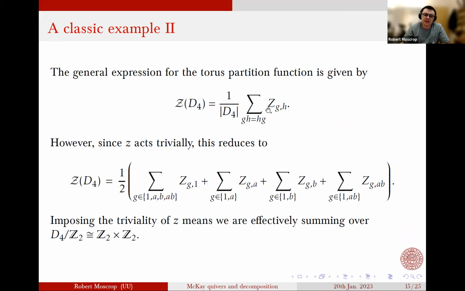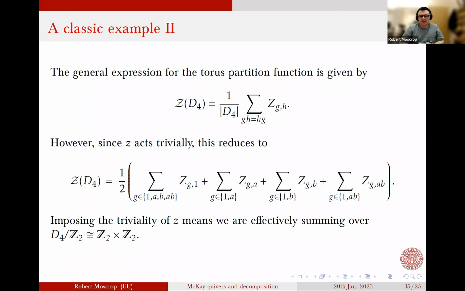But if I say that Z acts trivially, then what I should do is impose that on the partition function as well. So I should identify Z with the identity. And if I do so, I can expand the whole thing out and I get a simplification where certain terms add together, and I get this expression down here. So we can see that I am summing over what seems to be a Z2 cross Z2.